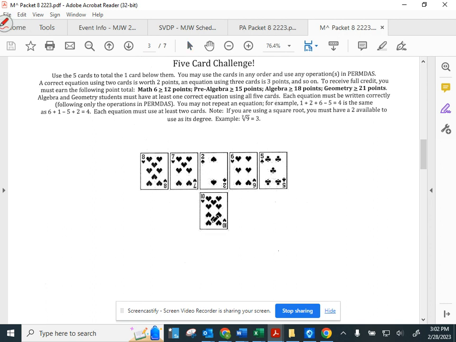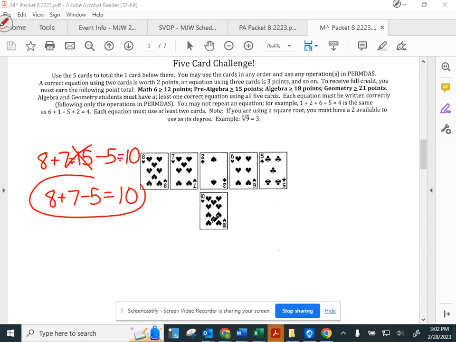I have some friends who would do something like this. They might do 8 plus 7 equals 15 minus 5 equals 10. That is not an equation because you are using multiple equal signs. We don't want to put that in. You can do that off to the side to make sure you're doing your math right, but then you need to rewrite it with just one equal sign.